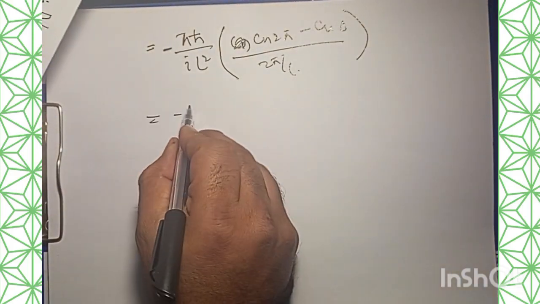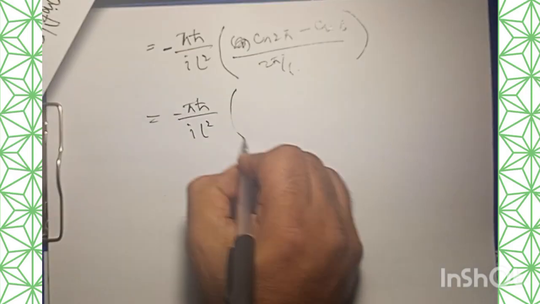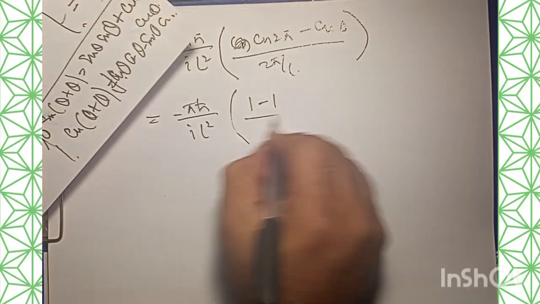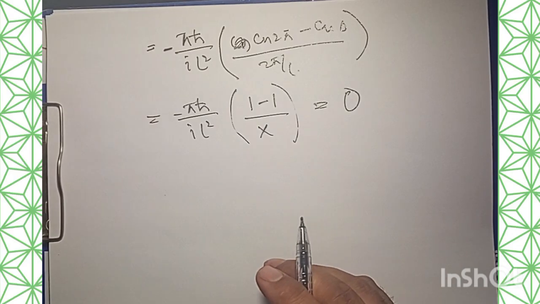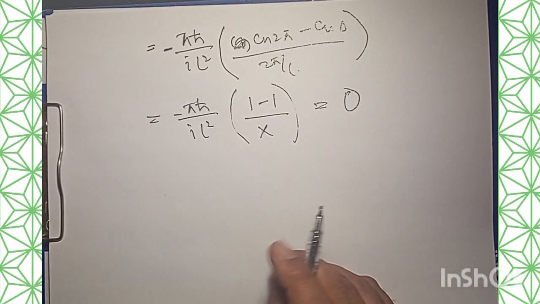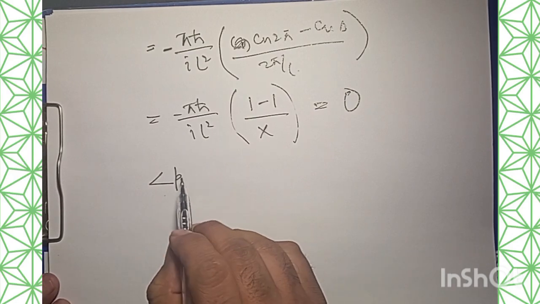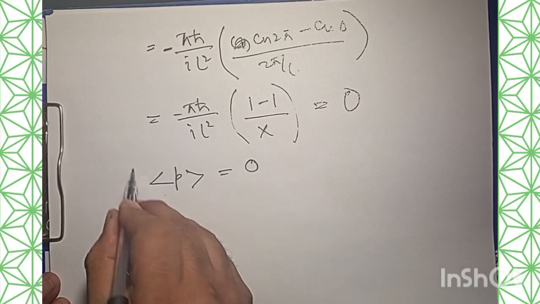So this is minus πħ by iL², so cos of 2π will give me 1 minus 1, divided by whatever is there, this whole thing will be equal to 0. So what does it mean? It means that the expectation value for momentum for which the wave function was given is equal to 0.